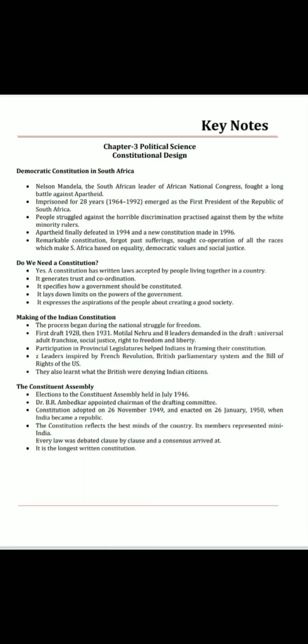देन उसके बाद आता है कि हमारे यहाँ कॉन्स्टिट्यूशन कैसे बना, that is the making of the Indian Constitution, to which we have seen that the process started during the national struggle for freedom itself. जब हमारे यहाँ फ्रीडम का स्ट्रगल हो रहा था तभी हमारे बहुत सारे ऐसे लोग थे जो इंडिया से बाहर गए थे पढ़ने के लिए, जिसमें बी आर अम्बेडकर is the most prominent name which is being taken while we talk about the framing of the constitution.